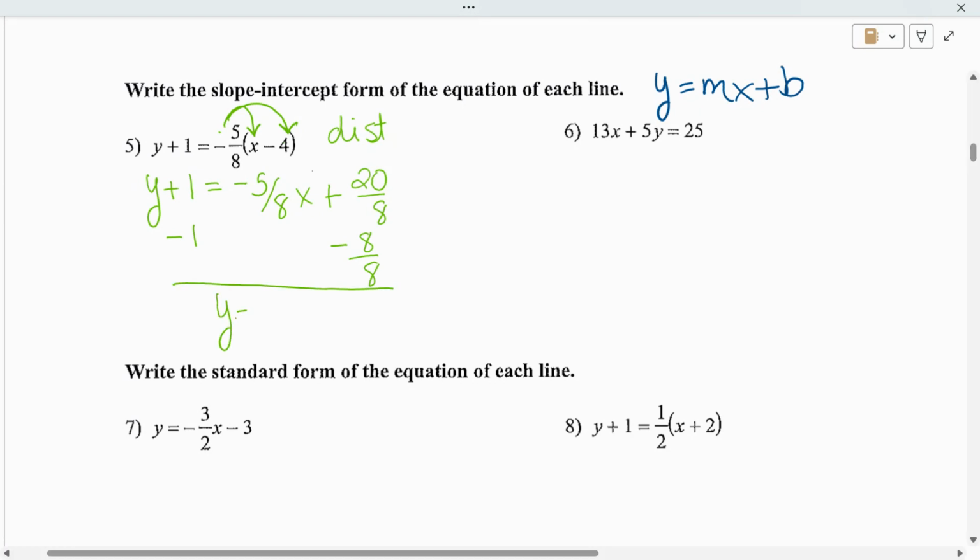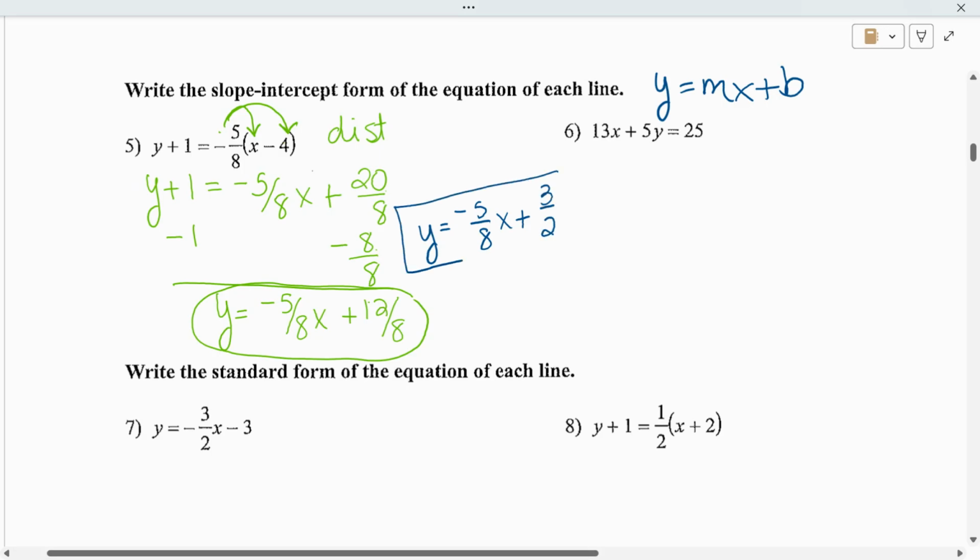So y equals negative 5/8 x. 20 minus 8 is 12. Equals 12 over 8. If you left it like that, that's fine. Can we reduce either of those fractions? Yeah, we could really write it as y equals negative 5/8 x plus 3/2. Is that what you had, Ariana? Yeah. Good job.